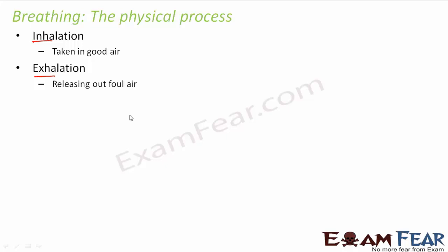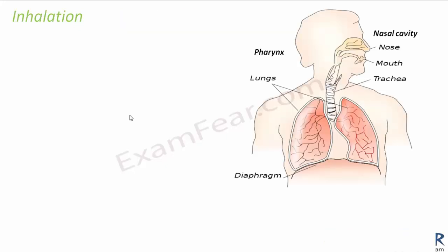Because this air contains more carbon dioxide, and carbon dioxide is a byproduct of respiration. Due to the process of respiration, carbon dioxide is produced as a product which is no more needed by the body. So carbon dioxide becomes a waste for the body. So that is why it is said to be the foul air. So inhalation is taking in good air and exhalation is giving out bad air. So we will talk about both these processes of inhalation and exhalation, and we will see what happens physically.